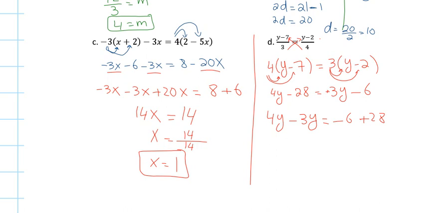Okay? So 4y minus 3y equals 22. And I'm done. Because there's nothing left with that y.